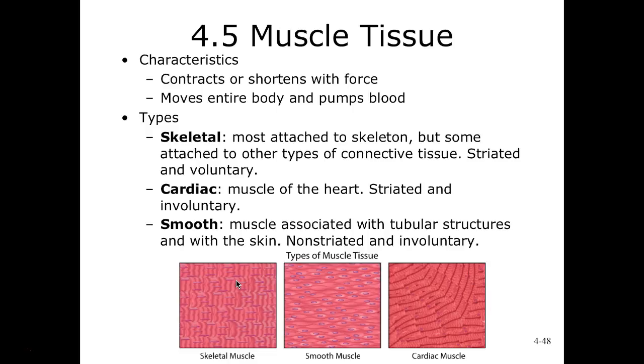The other type is going to be our cardiac muscle type, and this is, of course, the muscle within our heart. It is striated as well, so we have those different colored bands, and this is involuntary. We are not able to consciously contract our heart just by thinking it. And lastly, we have smooth muscle. This is not striated, and it is involuntary. And we're going to find this type of muscle within tubular structures, so within our digestive system and also within our skin.